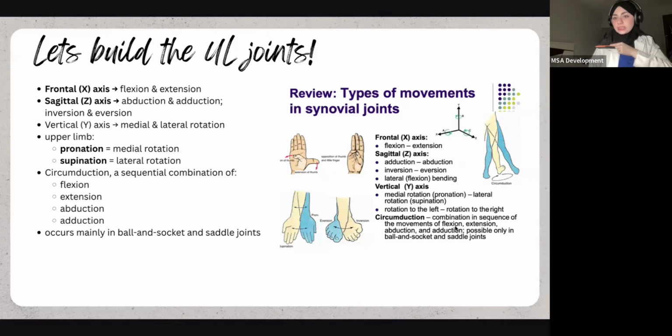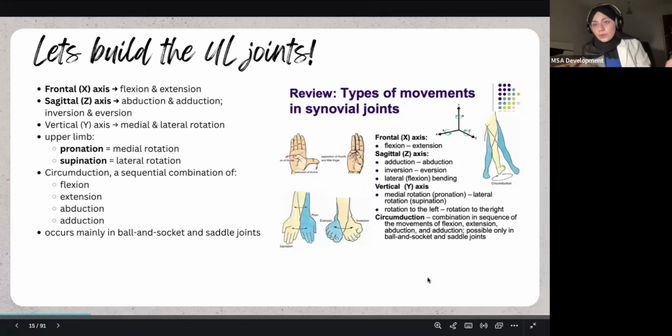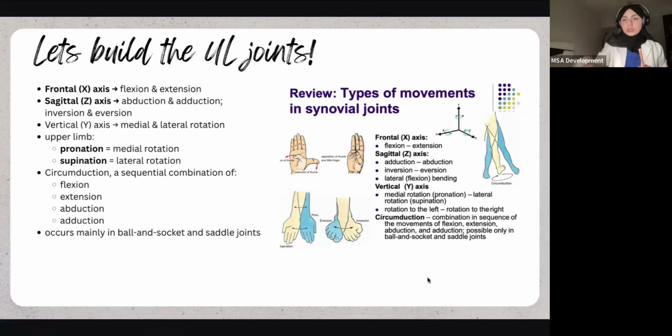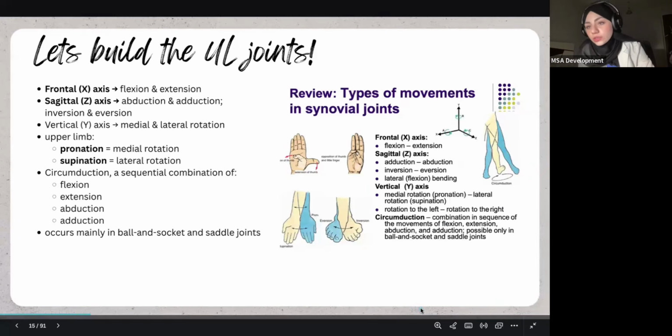So frontal axis, it's going to move flexion and extension. Make sense? Same thing for sagittal. Sagittal is going to be like this. So what does this mean? This means I'm going to be forming 90 degrees: abduction, adduction, inversion, eversion, and so on. And I think you guys got this by now. Circumduction is going to be a combination of everything. It's just circular motion like this, and it's going to be specific to ball and socket joints. No other joint can do circumduction.